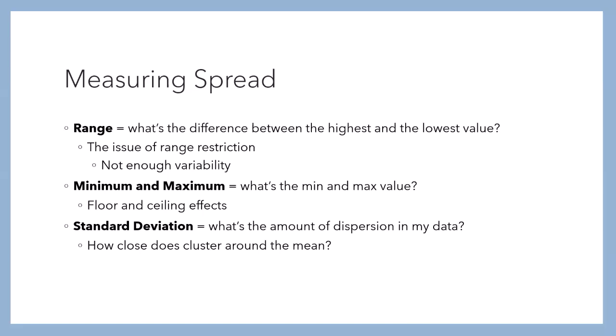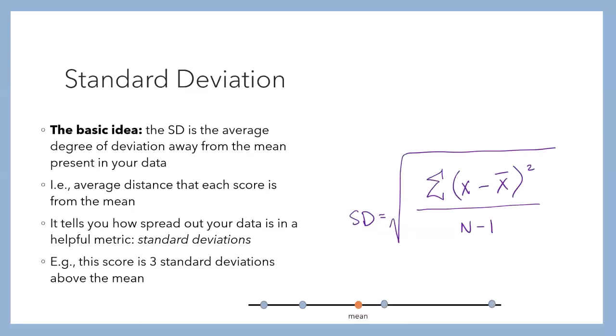And finally, there is the standard deviation, which captures the amount of dispersion in your data. This value is measuring how close your data clusters around your mean. The standard deviation is the most complex statistical concept we'll discuss today. The basic idea is that the standard deviation is the average degree of deviation away from the mean present in your data. In other words, the standard deviation takes the average distance that each score is away from the mean.